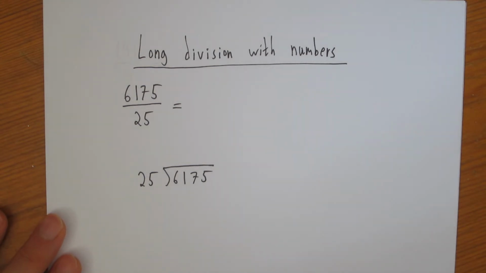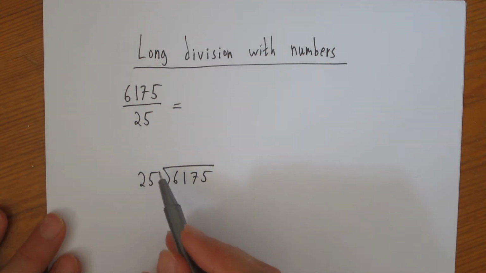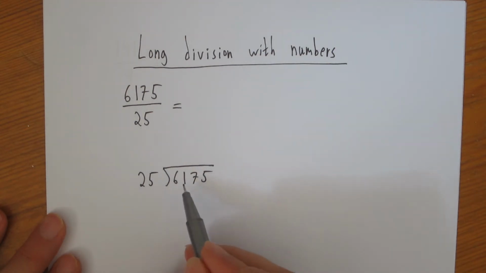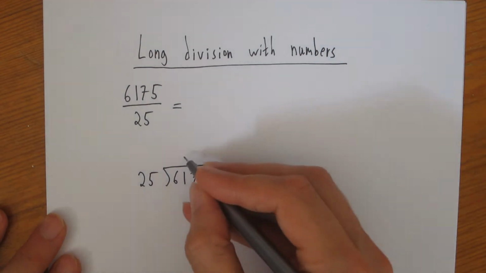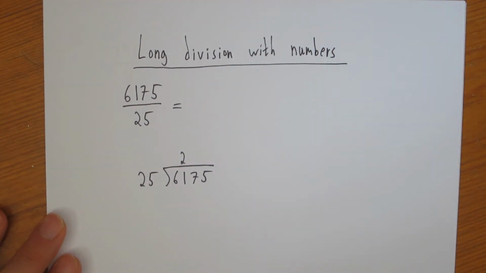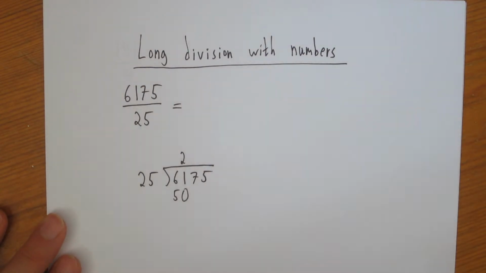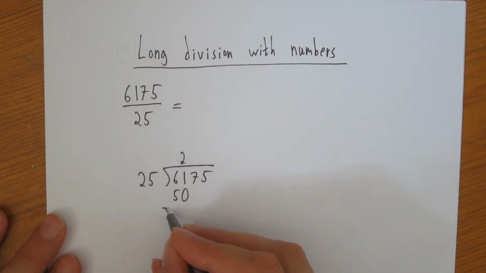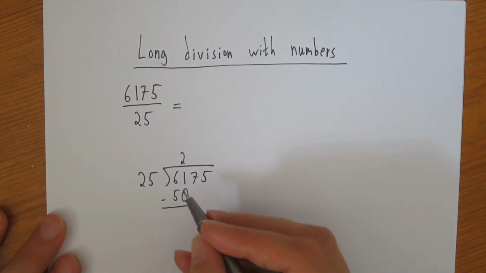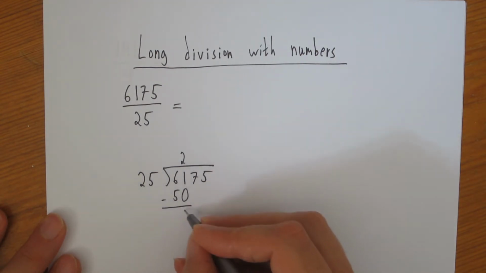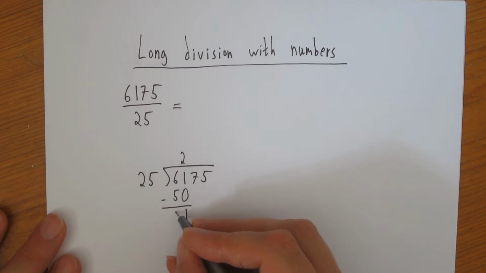Let's get started. You first ask yourself the question, how many times does 25 go into 6? No times. So let's move on. How many times can you fit 25 into 61? Twice. So you write a 2 there. 25 times 2 is 50, which you write here. And then we subtract 50 from 61. So 6 minus 5 is 1.